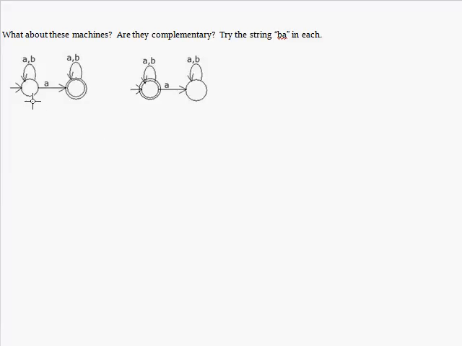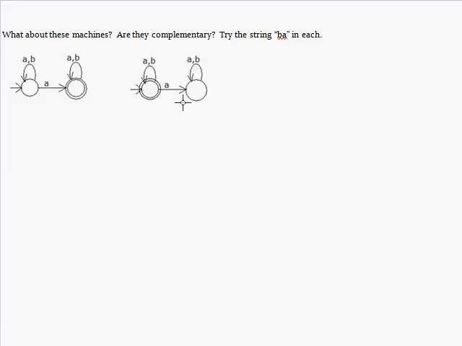Run the string A through this machine. Does it get accepted? Well, it does if you go that way, but it doesn't if you go that way. So there's more than one pathway for that string. How about the string BA? Well, BA gets accepted here. What about over here? It doesn't get accepted. Over here, BA doesn't get accepted, and over there BA does get accepted.